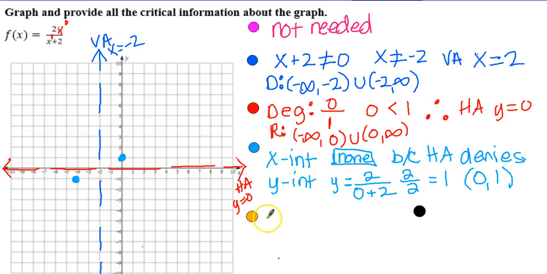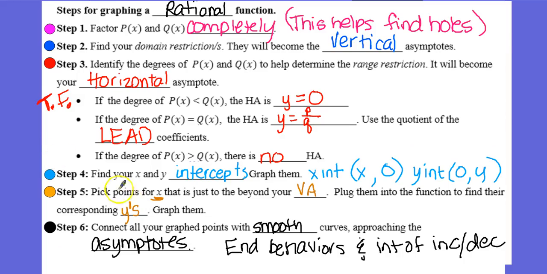Step 5 is to pick some points. So I'm picking up my orange pen here. I'm going to make just a little short table of values where I put the x, and then I write the equation 2 over x plus 2, and then I'm going to do some math, and I'm going to find the corresponding ones. So now we're on graphing some additional points. So what instructions did I give you for that? I'll go back. Pick points for x that are just beyond the vertical asymptotes.